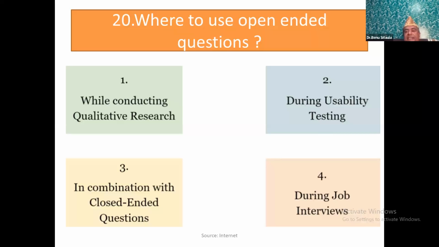These are the places where we can use open-ended questions. We can use this while conducting qualitative research. We can use open-ended questions during usability testing, and both in a mixed format.